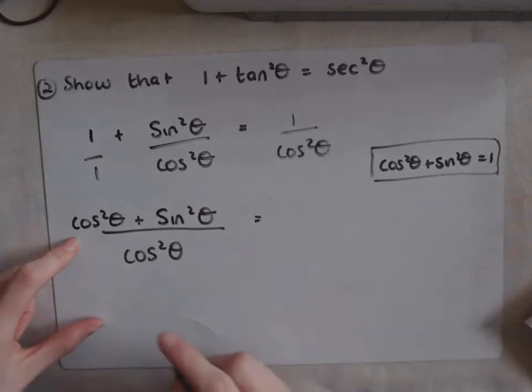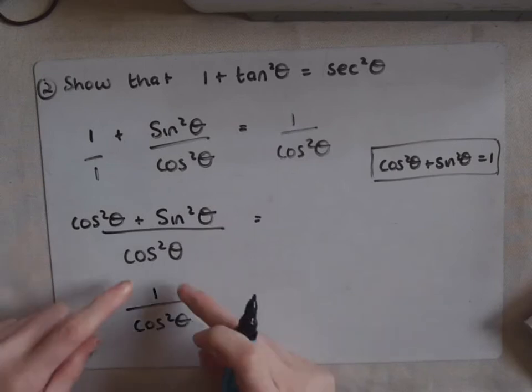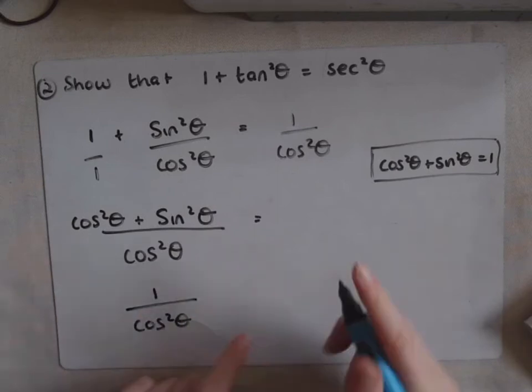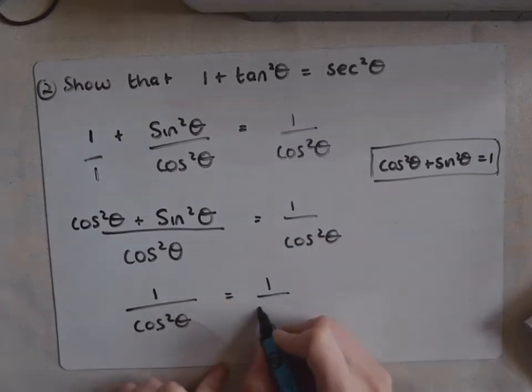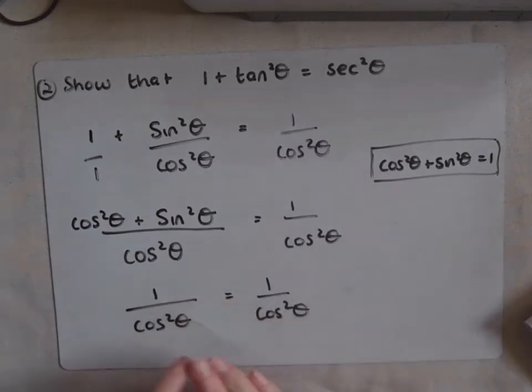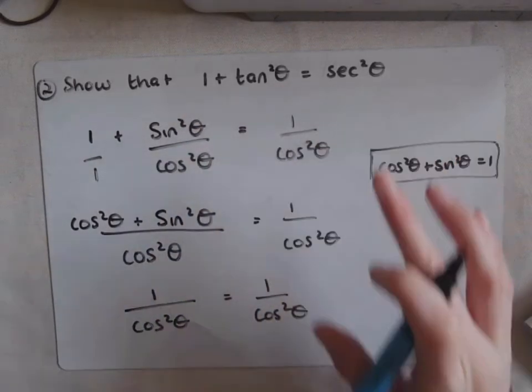1. So what I have now on the left is 1 over cos squared theta, and what I have on the right is 1 over cos squared theta. So I've proven that identity because my left is equal to my right. I've shown that this thing equals this thing.